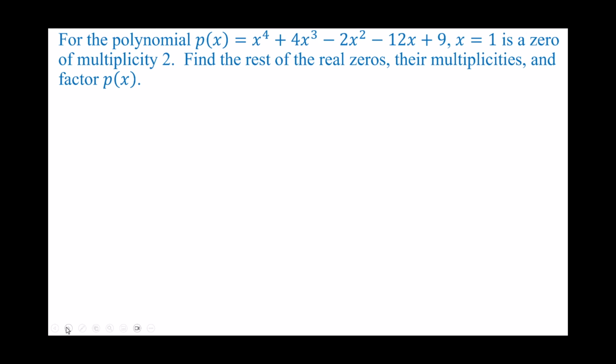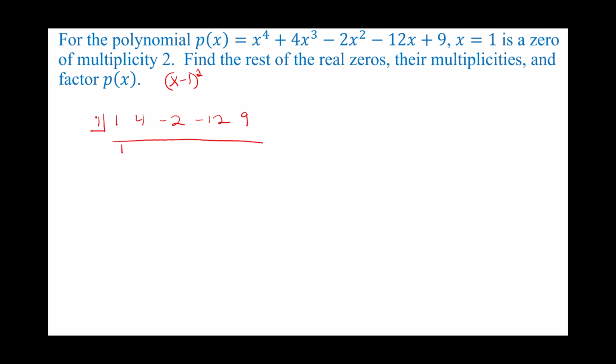So we know that we have a 0 at x equals 1, and that one's multiplicity 2. So if I were to factor, I know I'm going to end up with an x minus 1 squared as part of my factored polynomial. So to find the rest of the factors, let's first do synthetic division with 1. So I write my coefficients here and do synthetic division.